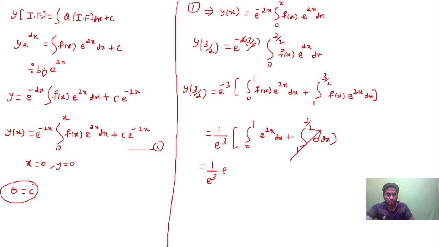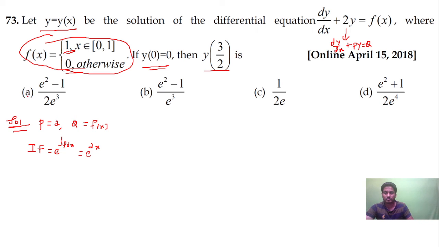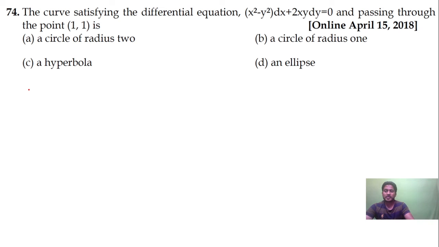Integral of e to the power of 2x is e power 2x by 2 between the limits 0 to 1. So this is 1 by 2e cube. Okay, upper limit is 1, that is e square, lower limit e power 0 is 1. So (e square minus 1) divided by 2e cube. Answer is option A. Very good question, guys. Okay, let's move to the next question.